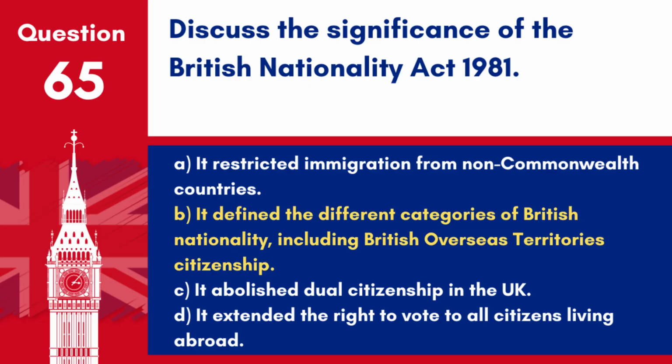Answer. B. It defined the different categories of British nationality, including British Overseas Territories citizenship. The British Nationality Act 1981 was significant for clarifying the various forms of British nationality and the legal status of citizens in British territories, reshaping the legal framework of citizenship in the post-colonial context.